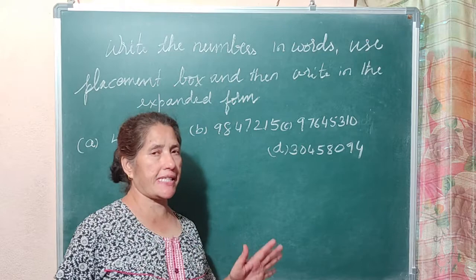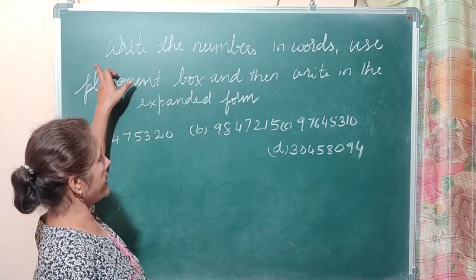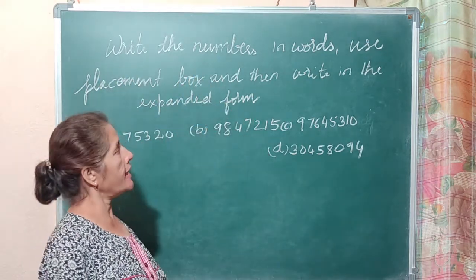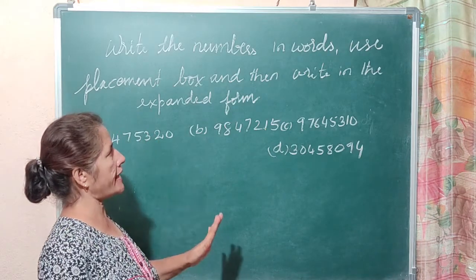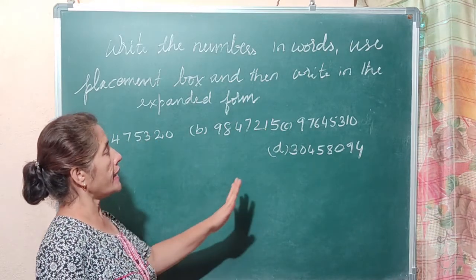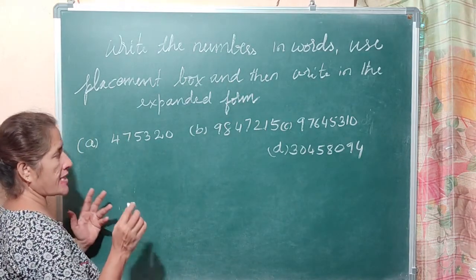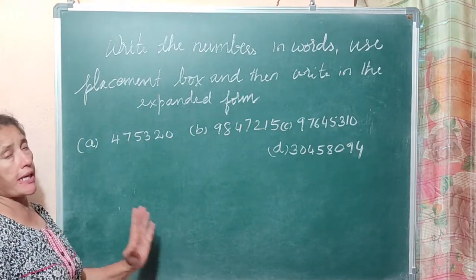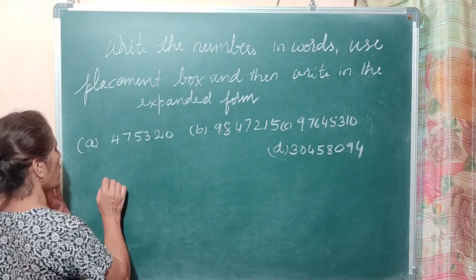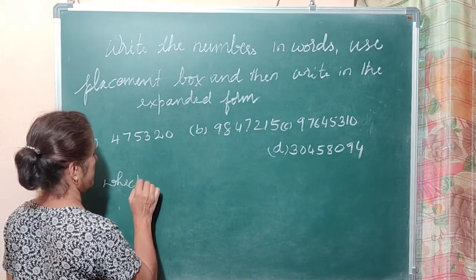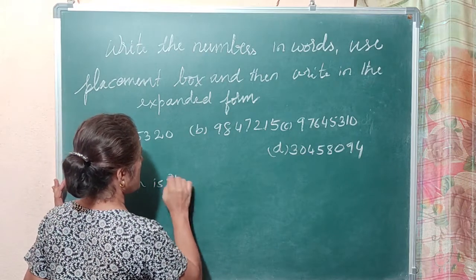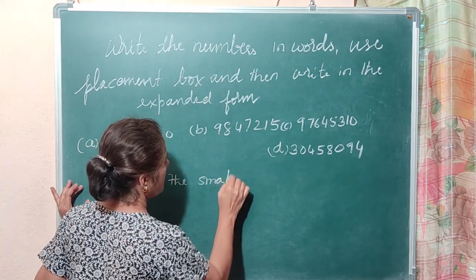The question given is like this. Write the numbers in words. Use placement box and then write in the expanded form. And they were also asked, which is the smallest, which is the largest. Write them in ascending order. So, which is the smallest? How do you see?